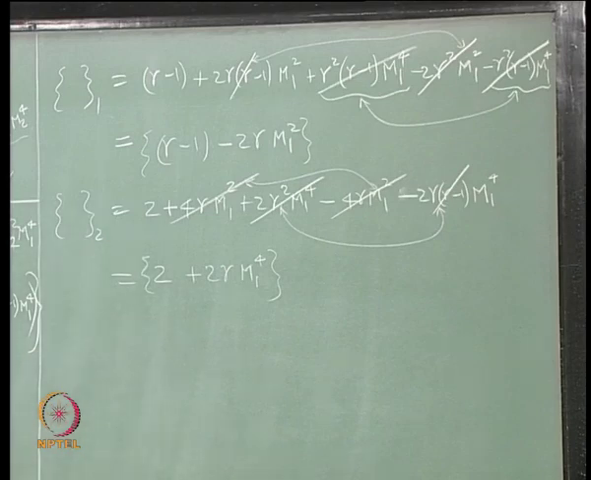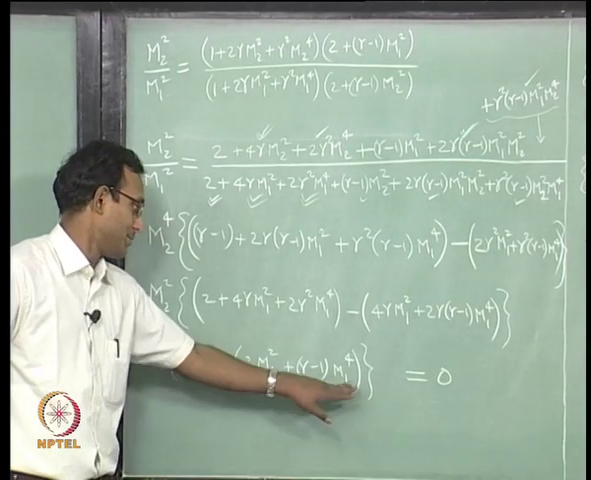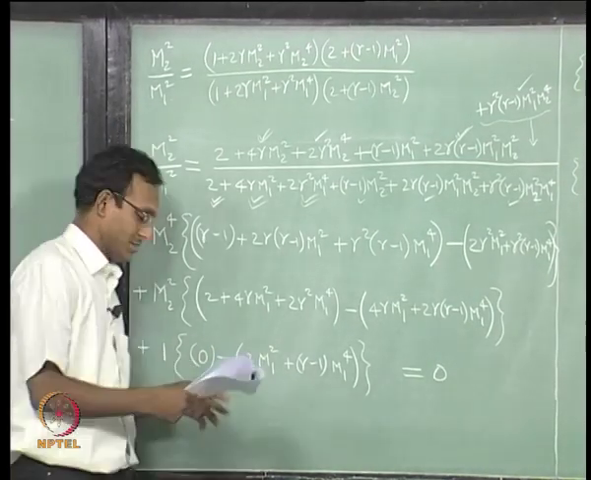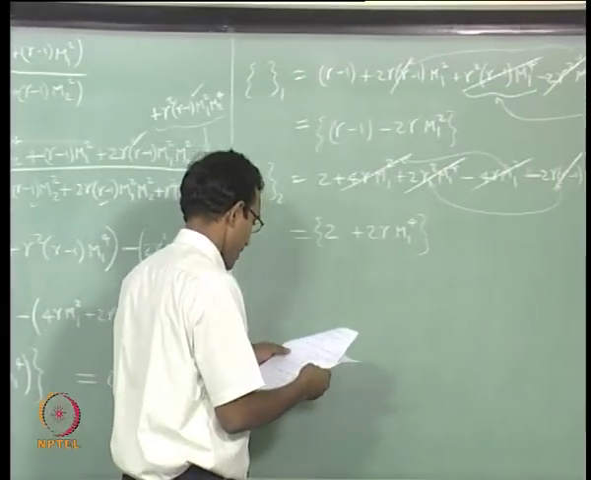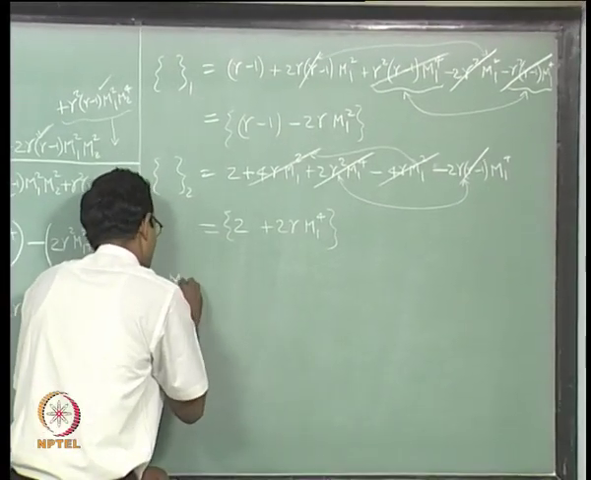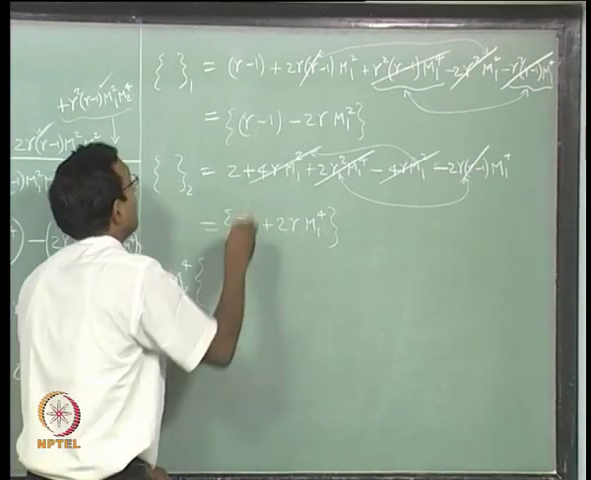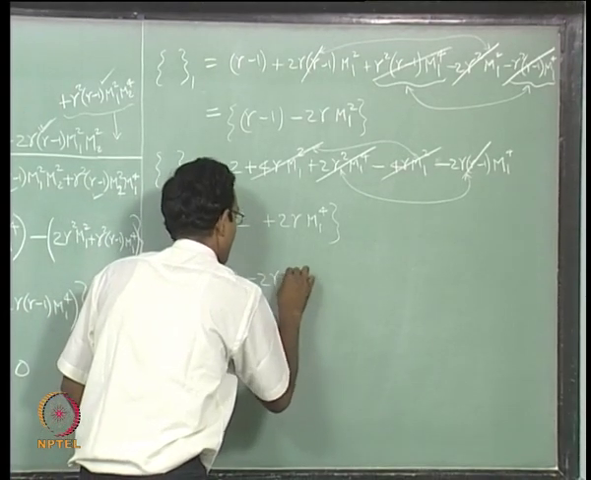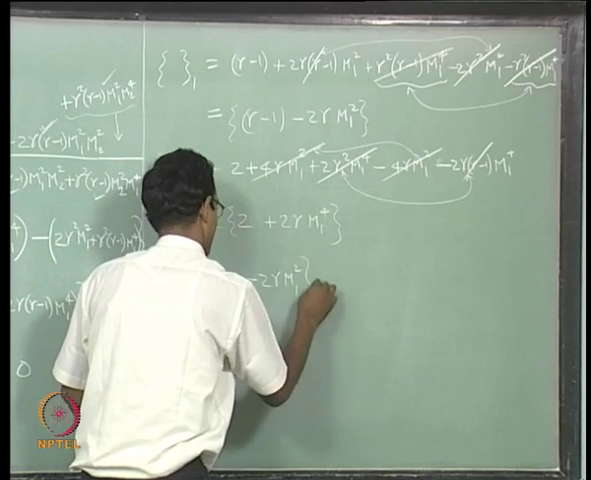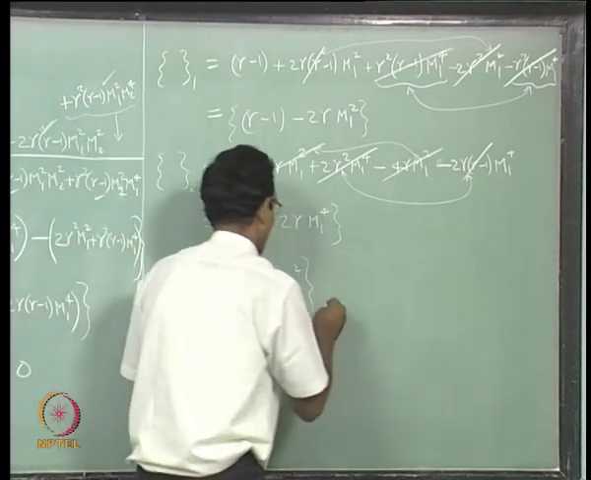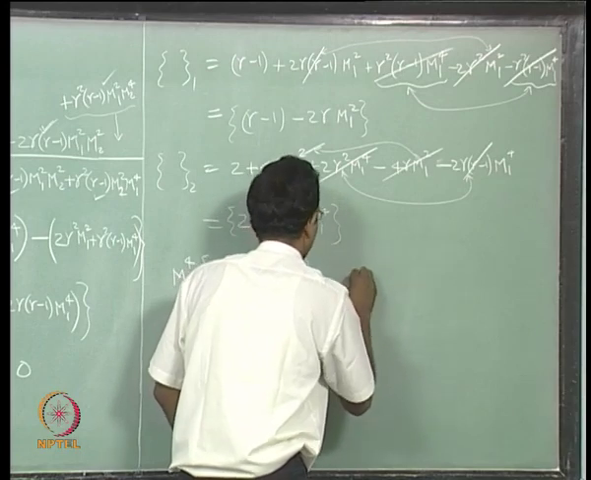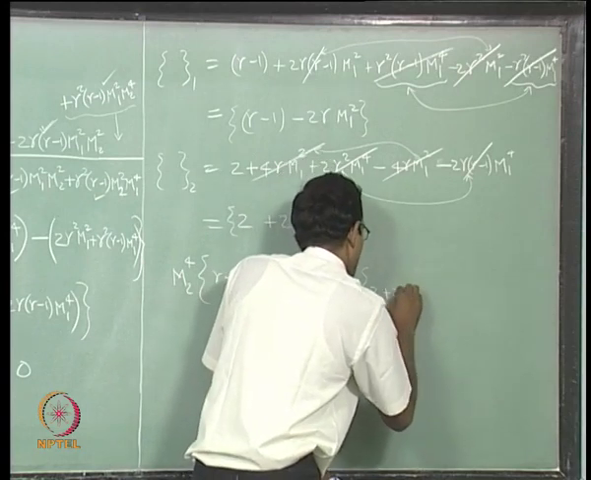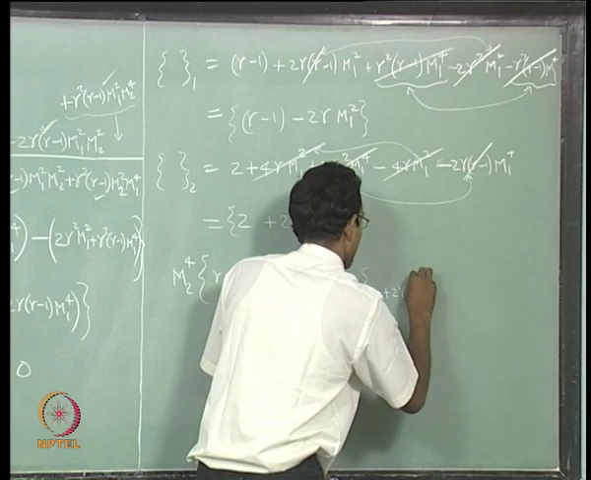Third floor bracket is nothing great, I do not need to simplify this so much. We will just keep it like this, nothing is going to get cancelled. Okay. So now I will write the full expression for the m2 power 4 equation. m2 power 4 times first floor bracket, which is gamma minus 1 minus 2 gamma m1 square, plus second floor bracket times m2 square, sorry, and that is 2 plus 2 gamma m1 square, m1 power 4, sorry.